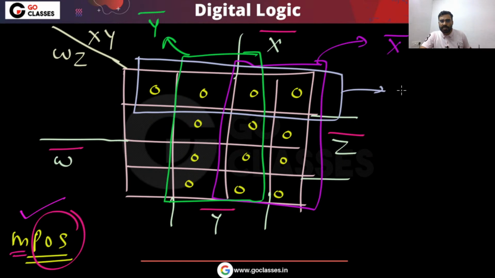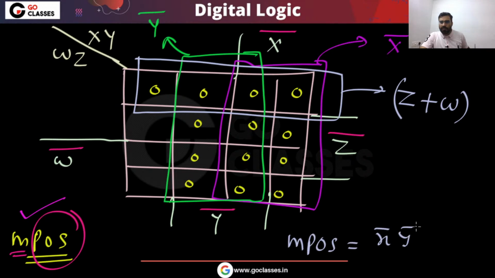For this, what will be the sum term? For this, the sum term will be, you can notice this is the area of Z or W. So this will be Z or W. So finally, your final answer, minimum POS, will be X bar, Y bar, Z or W. This will be your final answer. X bar, Y bar, Z or W.